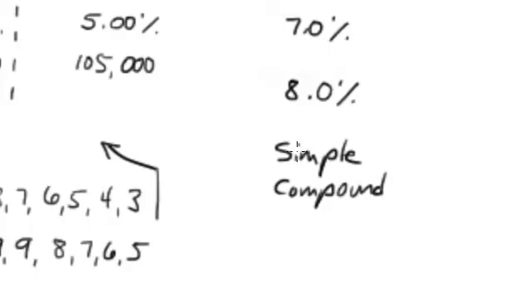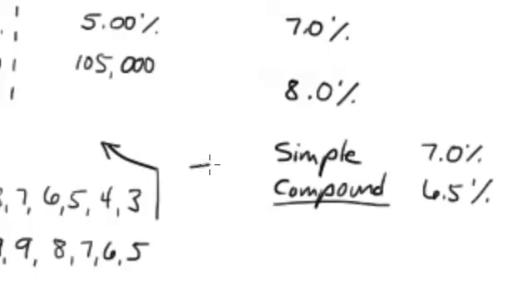Simple interest, you could have somebody that says, we're paying you 7% simple, and another company says, well, we're paying 6.5% compounded, and this insurance company says this is a better deal, and you go, well, wait a minute, how is 6.5 better than 7? Well, it has to do with time.